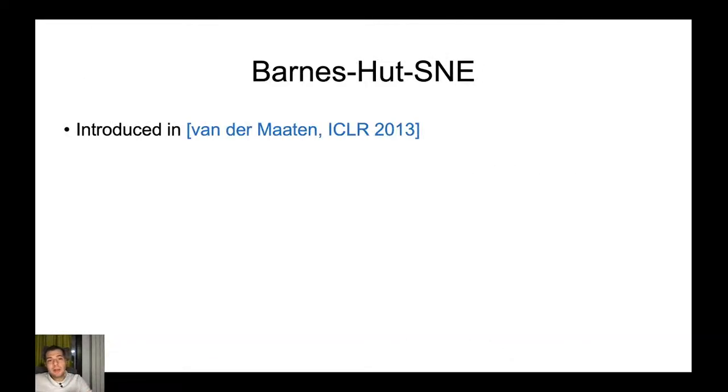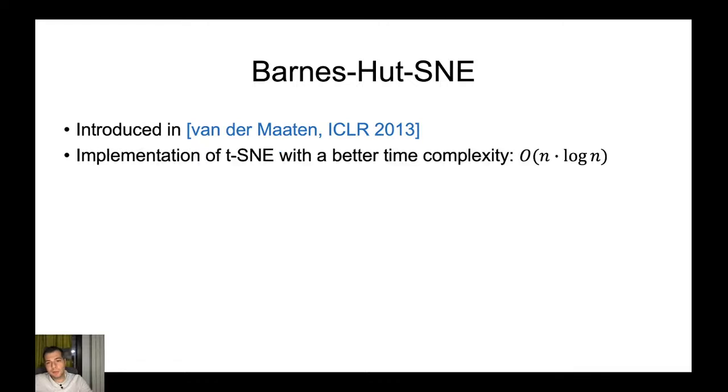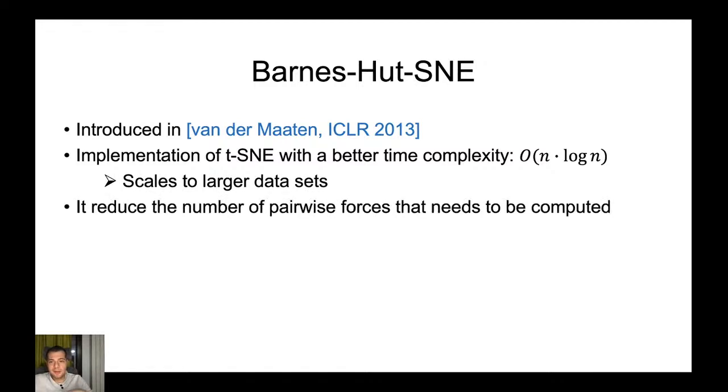Okay, so we also have a version of t-SNE that can be computed much faster. This is just an implementation, also called the Barnes-Hut implementation. It is the same objective as t-SNE, but it reduces the time complexity to n log n. Because of this change, it scales to larger data sets.